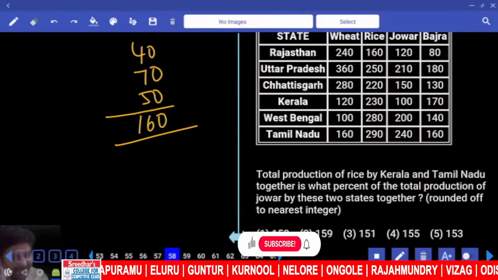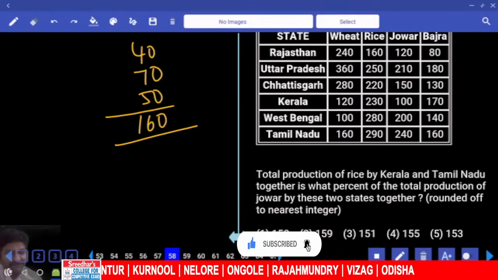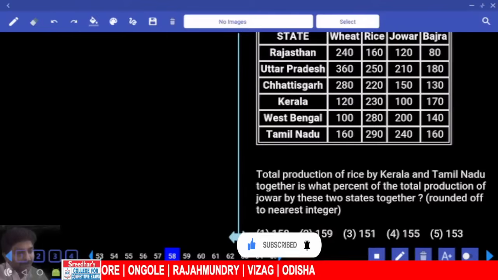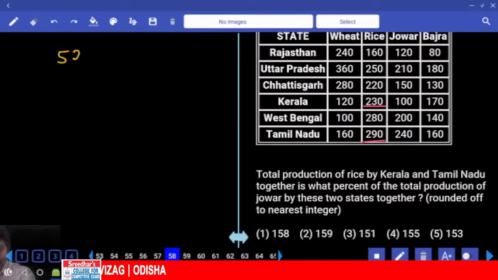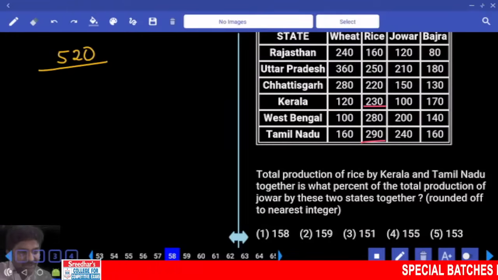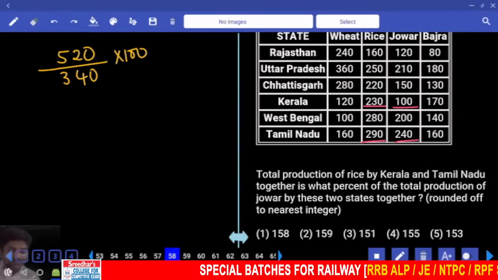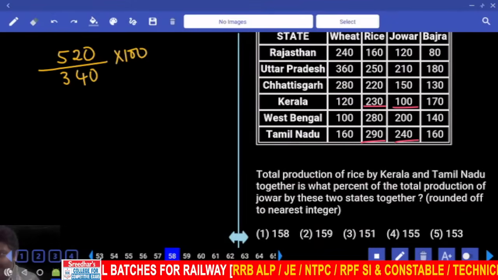Total production of rice by Kerala and Tamil Nadu together is what percent of the total production of Jawar by these 2 states together? Rounded off to nearest integer. Production of rice by Kerala and Tamil Nadu. Sum of these 2 numbers, 520, is what percent of Jawar by these states? Jawar by these states, 340. Numerator is more than the denominator, so answer must be more than 100%. All the options are like that.